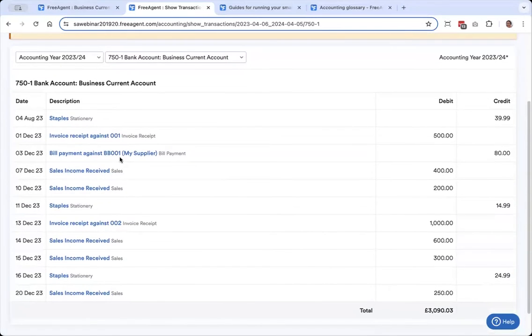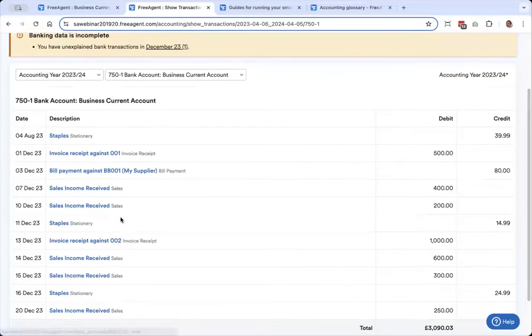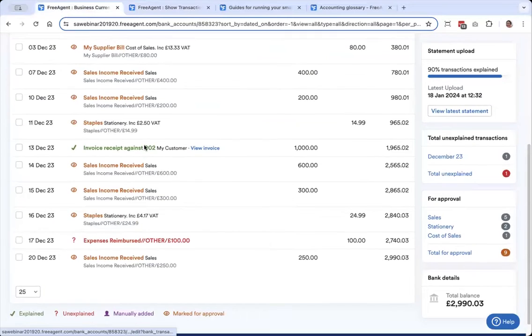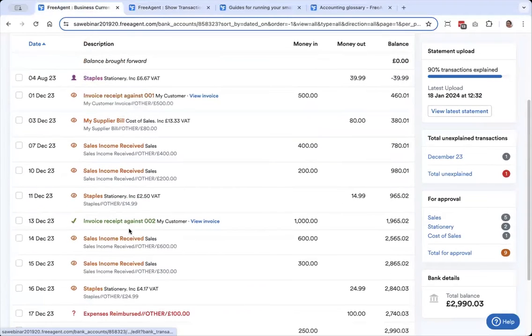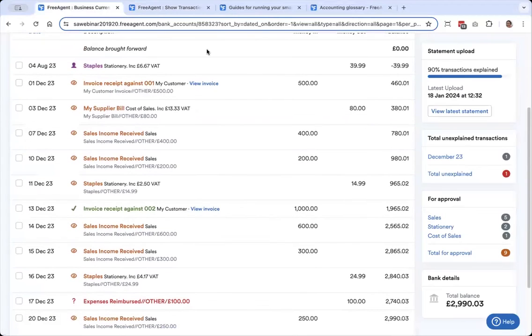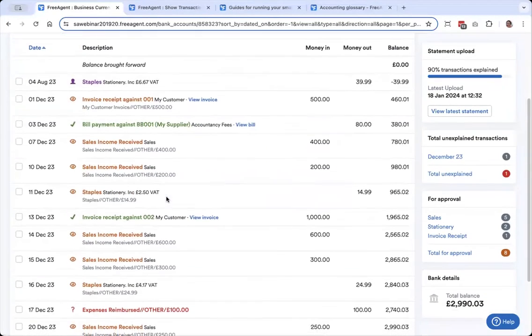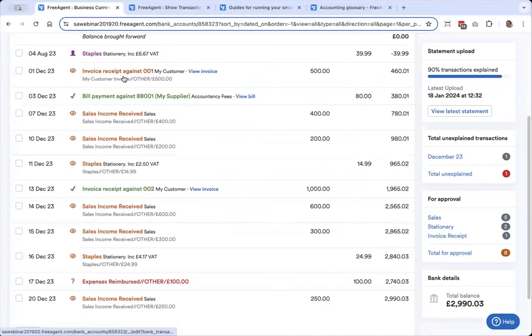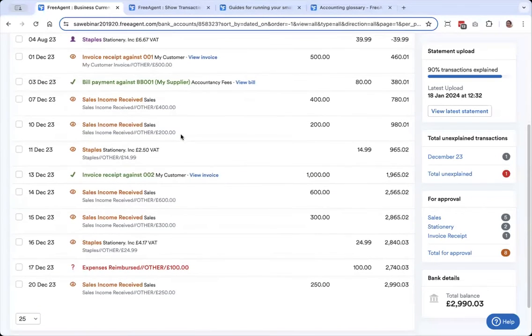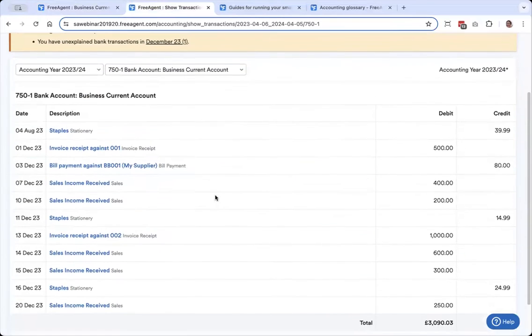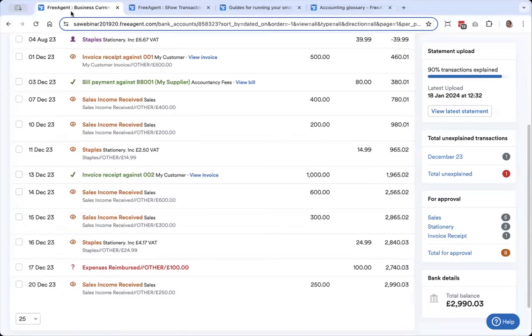One thing to note is that transaction only came in when it was explained. If the transaction was either guessed or explained for certain, hang on, I'll just refresh my screen because I've explained that transaction now. There we are. If a transaction is in purple, orange, or green on your banking area, then it'll show in here under show transactions. If it's red, it won't.